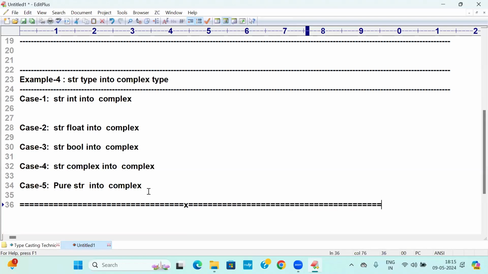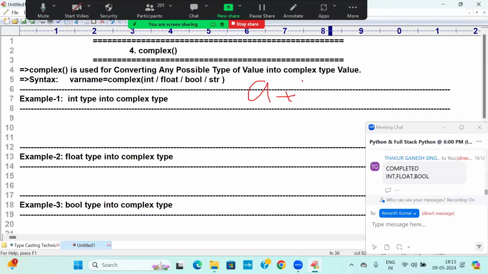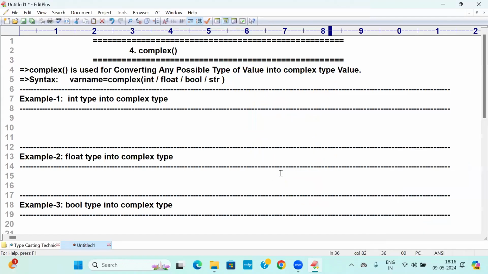Easy. And remember one thing, every complex number is a combination of a plus bj. A is called the real part, B is called the imaginary part. A and B are of which type? Float type. Daily you must read the notes. If you don't read the notes, problem. I already said internally the real part and the imaginary part are both float. Keep in mind those things, and I'll move further.